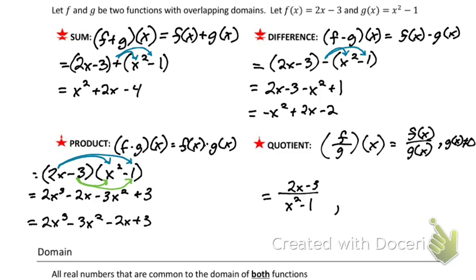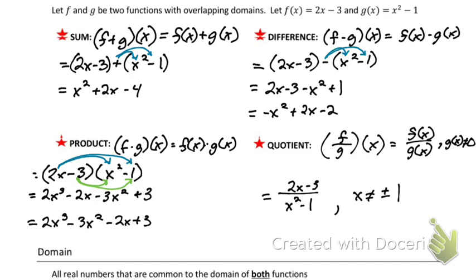But I have to tell the person looking at this what values don't work for sure. 1 and negative 1. So x cannot be 1 or negative 1. I'm just going to put a positive negative 1. If I plug a positive 1 in, we have 1 squared minus 1, which is 0. If I plug a negative 1 in, negative 1 squared minus 1 is also 0.